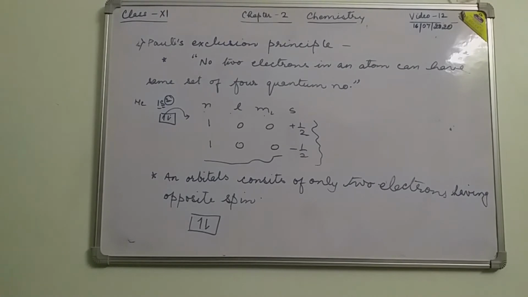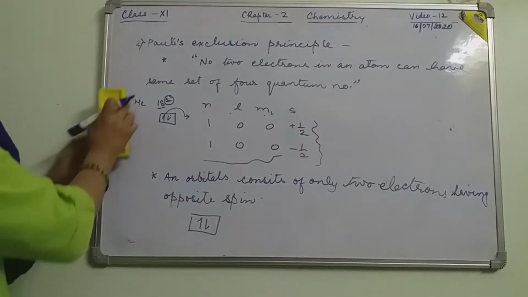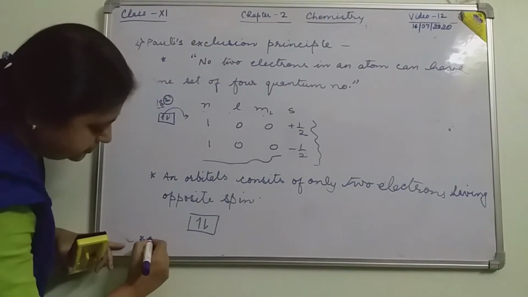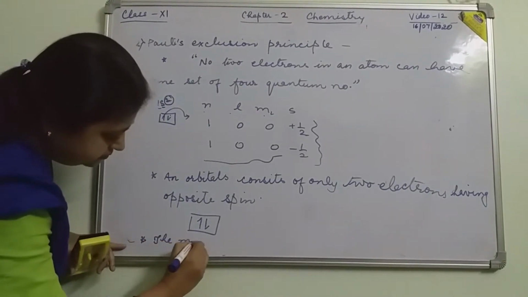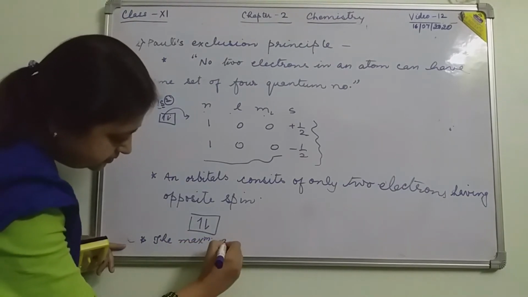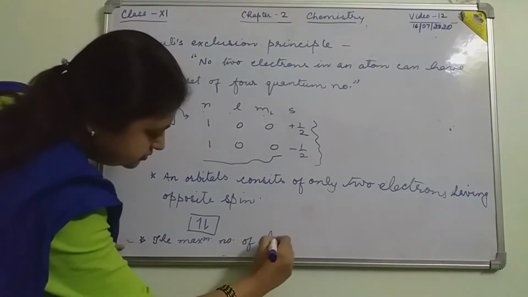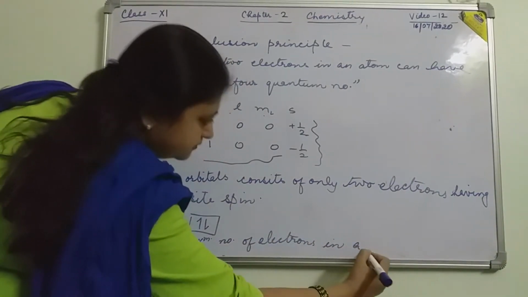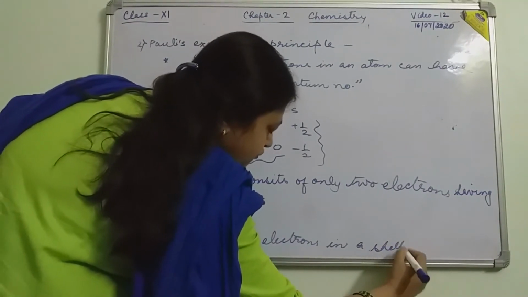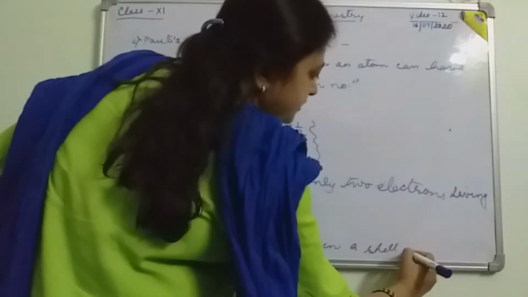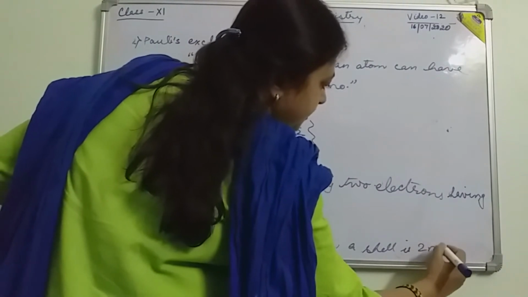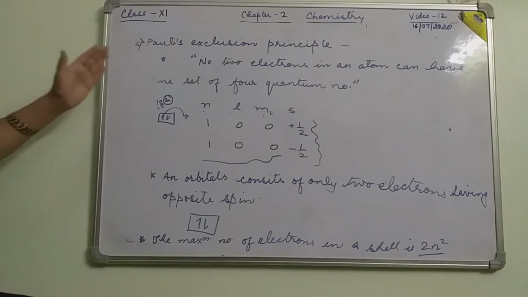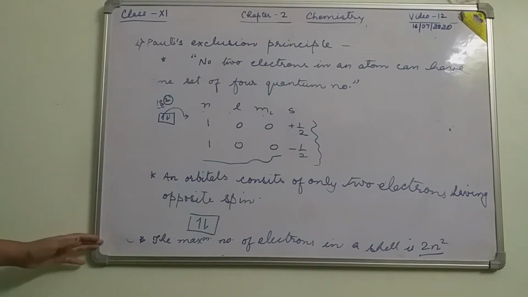And the third thing in Pauli's exclusion principle is the maximum number of electrons in a shell. You know very well, in a shell it is 2n square. So we can summarize Pauli's exclusion principle.